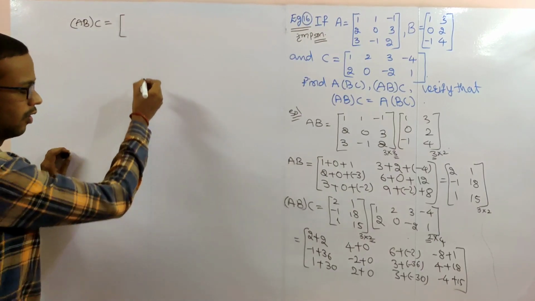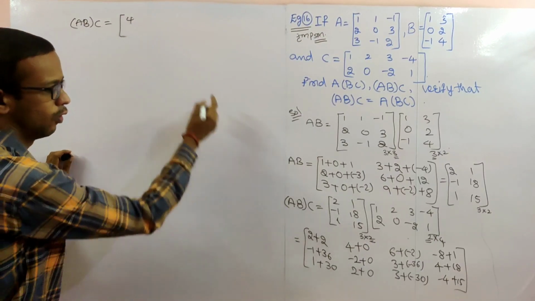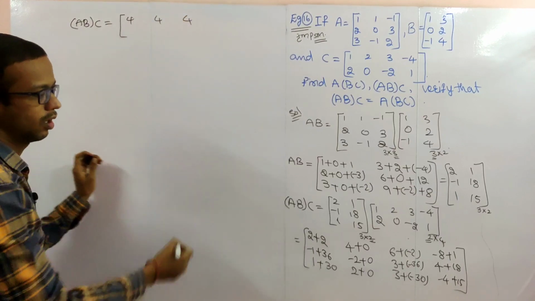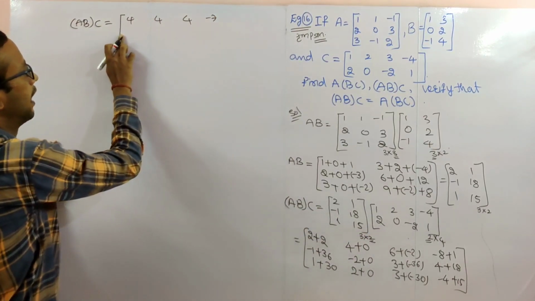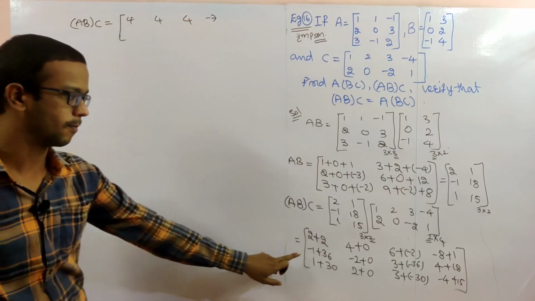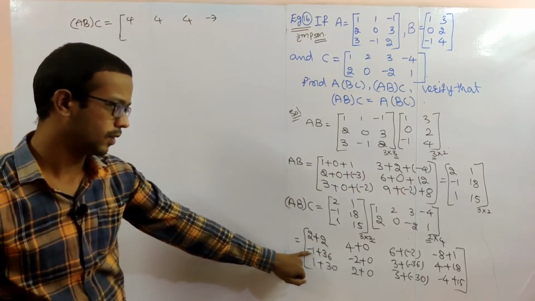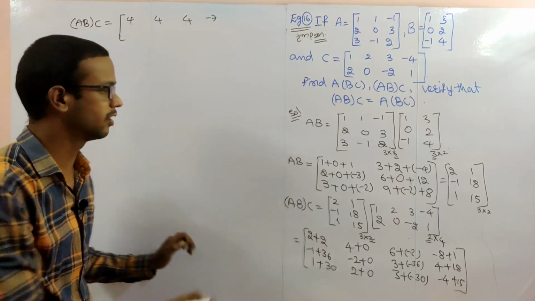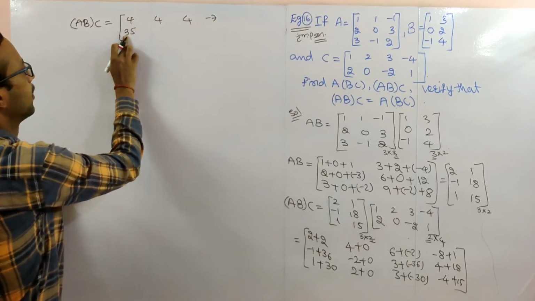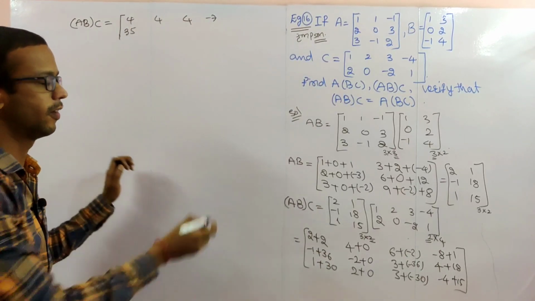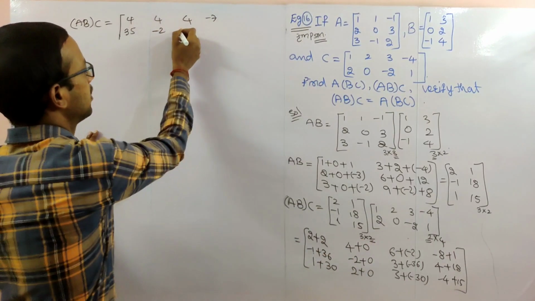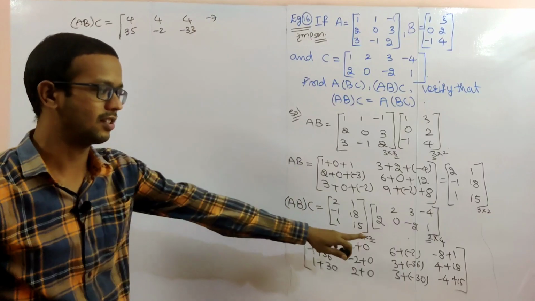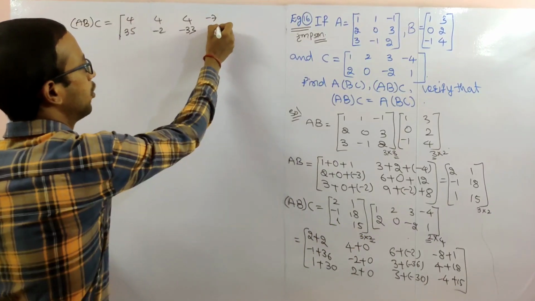AB into C is equal to, what we will get here? 4, last one minus 7. Next, 36 minus 1 is 35. Next minus 2 here. Next 3 minus 36 is minus 33. Last one 18 plus 4 is 22.